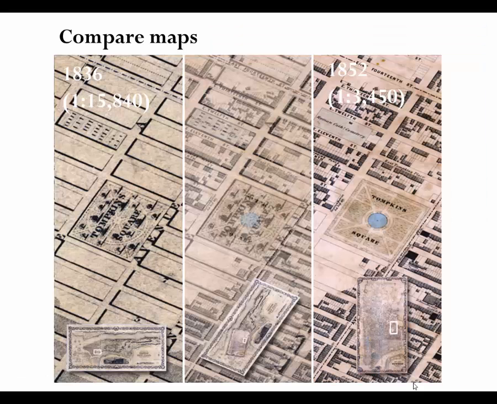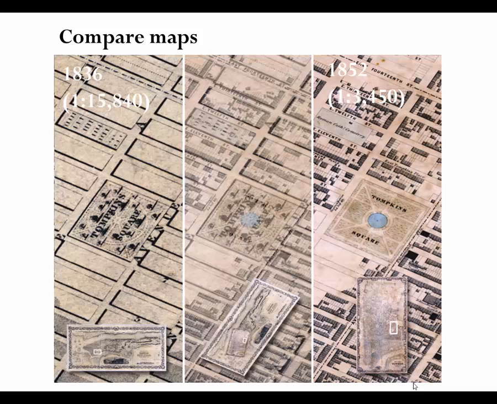The second thing georeferencing is good for is comparing maps from different times at different scales. This example comes from David Rumsey, the famous map collector and host of the David Rumsey website. He had two maps of New York City from the 19th century at very different scales. In the left-hand panel, a map from 1836 at a scale of 1 to 13,840, and on the right, a map from 1852 at a scale of 1 to 3,450.